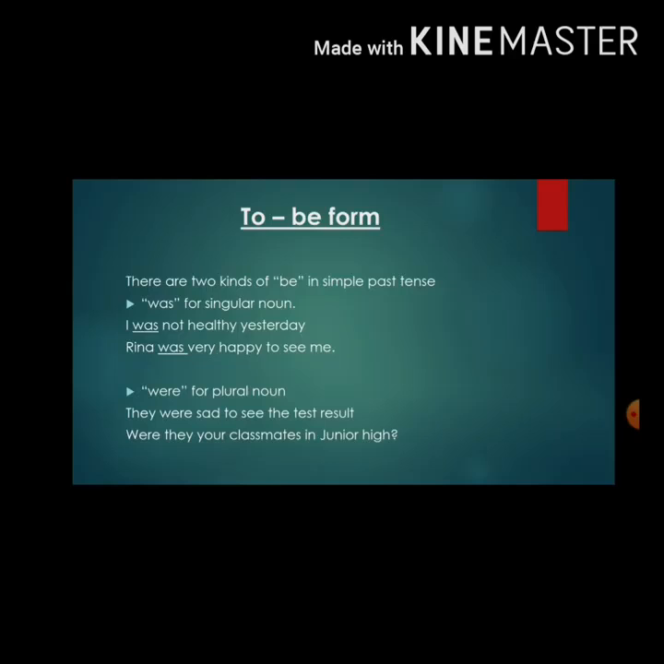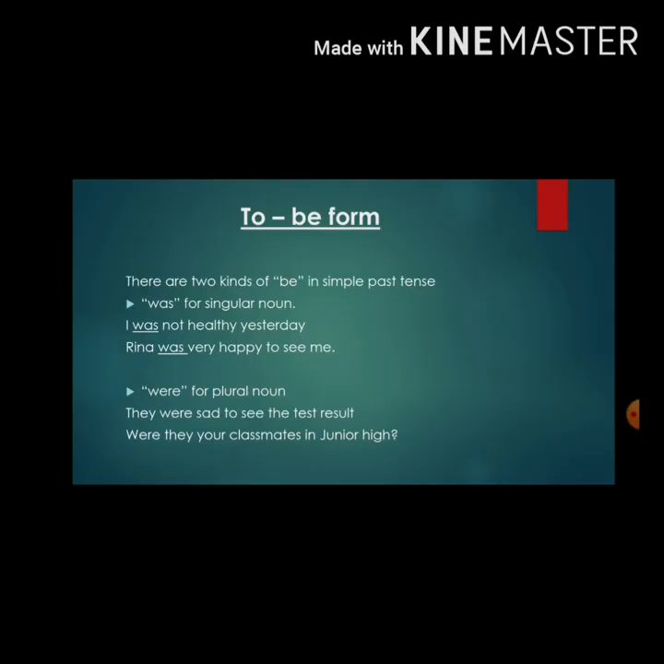There are two kinds of be in simple past. The first is was, for a singular noun. I was not healthy yesterday. Rina was very happy to see me. When the subject is only one, we use was. On the other hand, if the subjects are more than one, we use were. They were sad to see the test result. Were they your classmates in junior high?